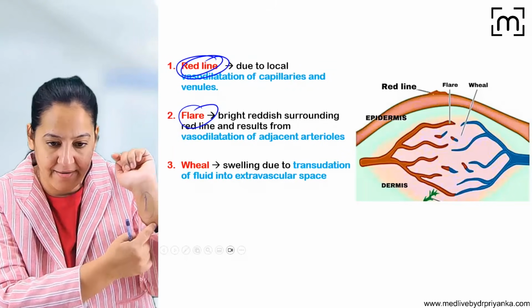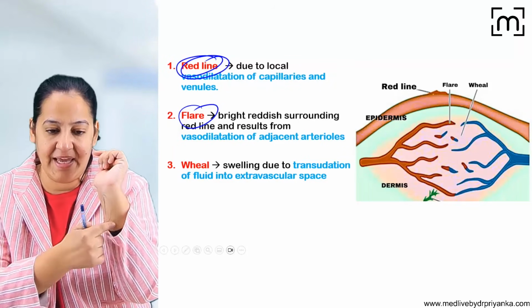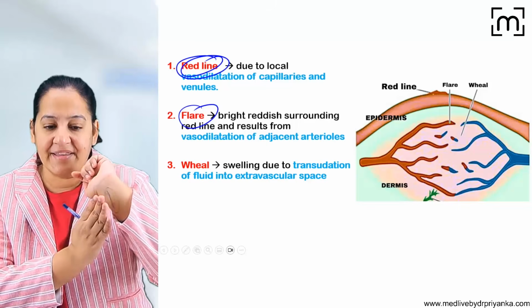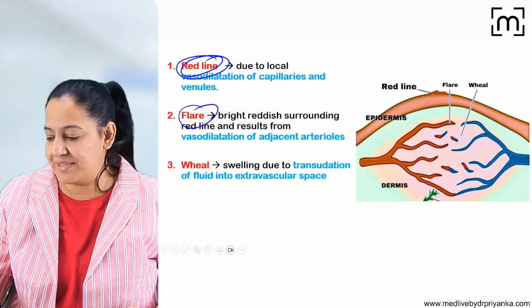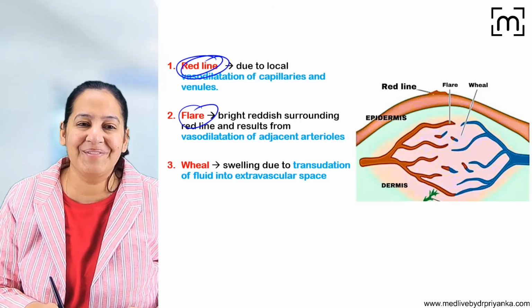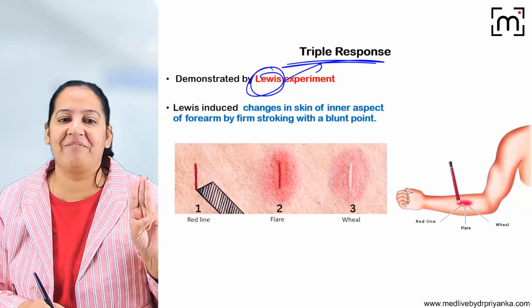First the line becomes red. Then the area around that also becomes red. And then the complete area swells out. You can try on yourself if it doesn't hurt you. This is known as wheal. So 3 things happen one by one.